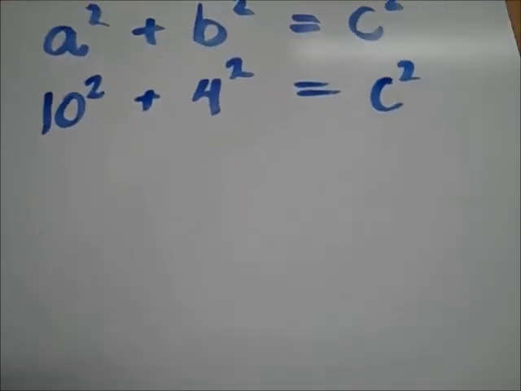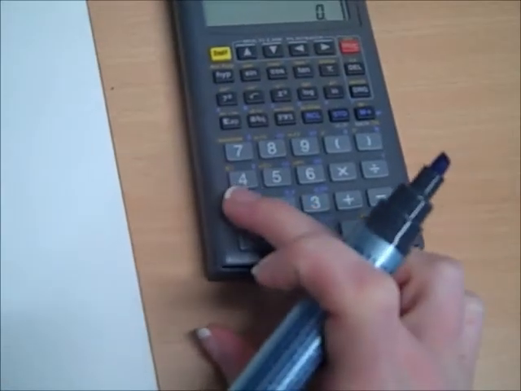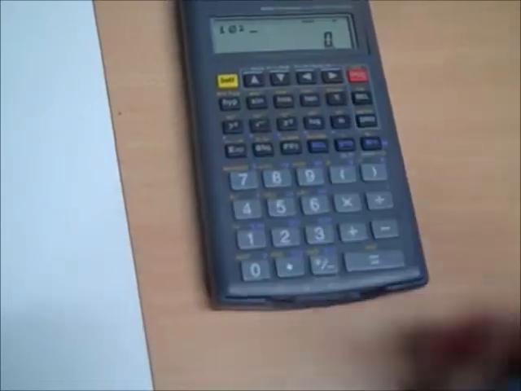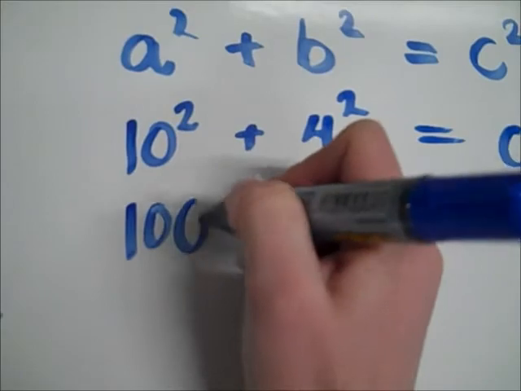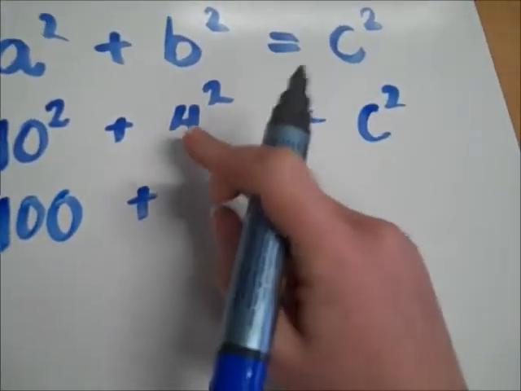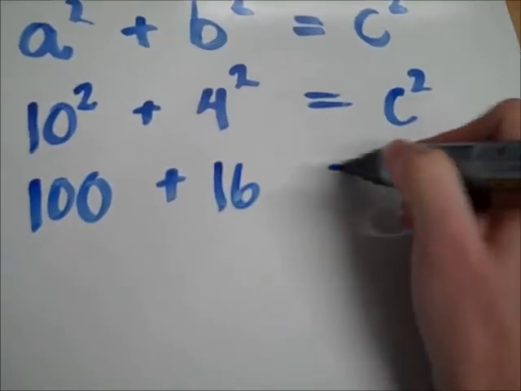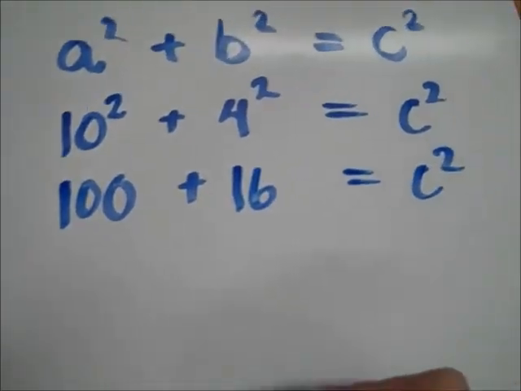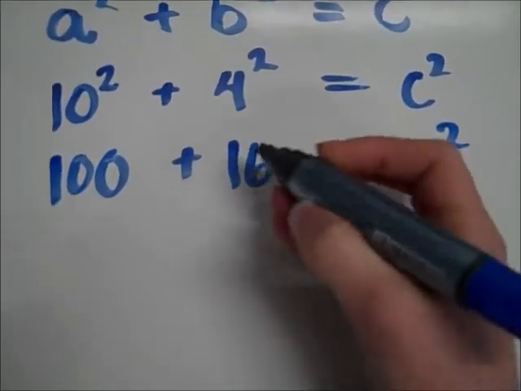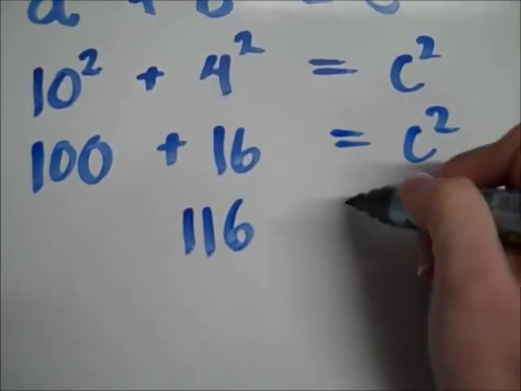So, 10 squared, using our little squared button on the calculator, is equal to 100. And you can use your calculator again if you need to help you with 4 squared. 4 times 4 is 16. Let's add those values up. 100 plus 16 is 116.